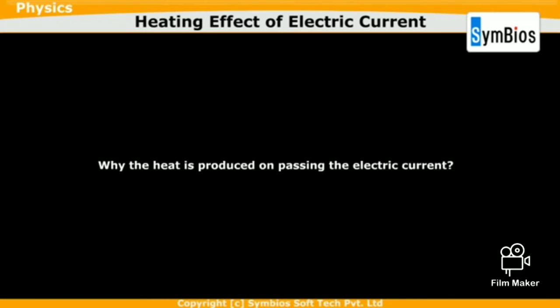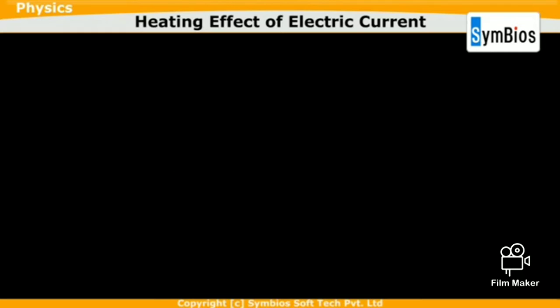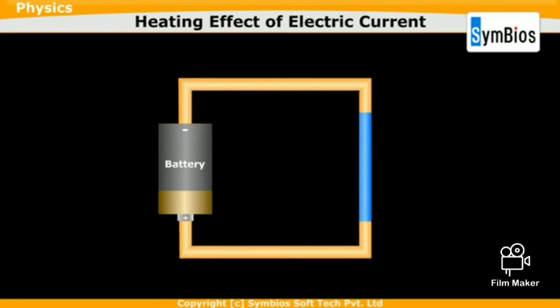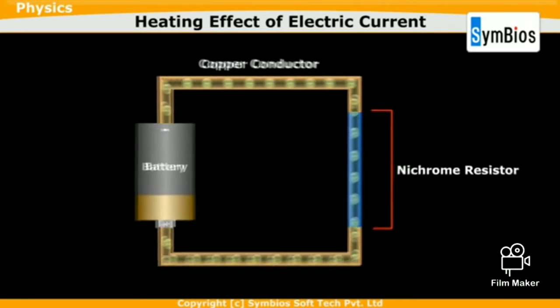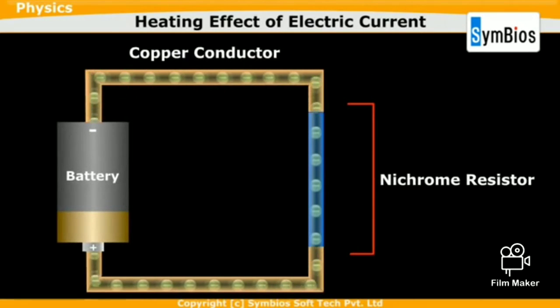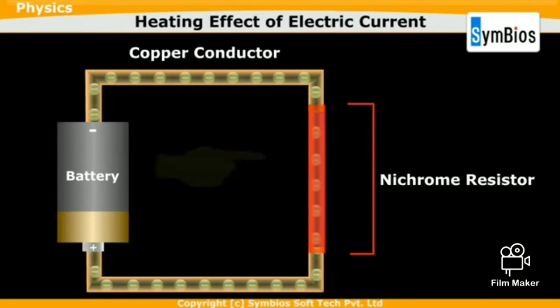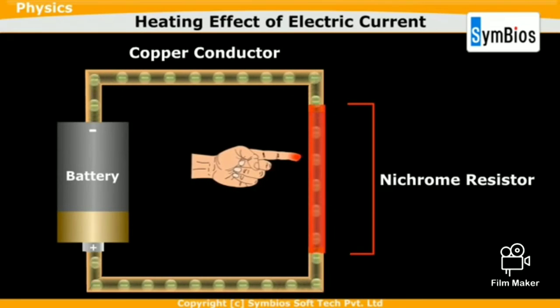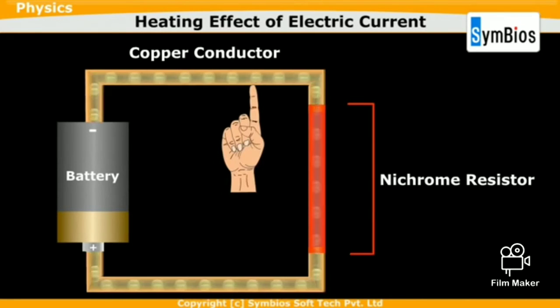Why is heat produced on passing the electric current? Let us understand this with the help of a circuit with a battery, conducting wires made up of copper and a resistor made up of nichrome. When the current is passed in the circuit, the nichrome wire is heated red hot, while the copper wire is hardly heated.